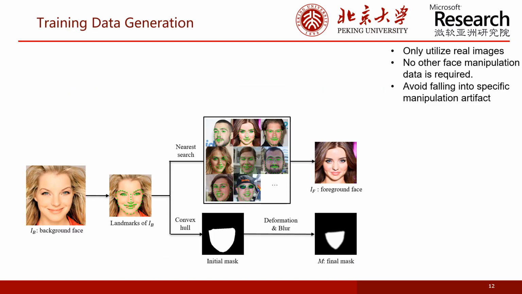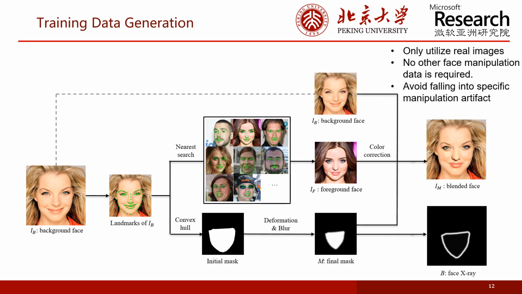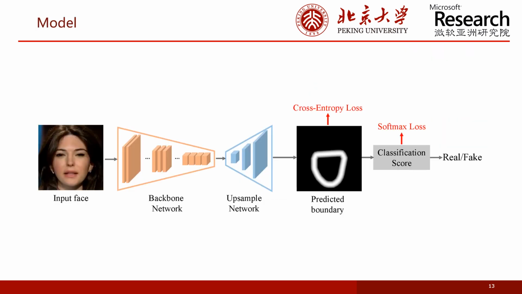One major contribution of this paper is how to generate training data. Here, we propose a training data generation pipeline which only utilizes real faces. We first detect the landmarks of a background face and use them to search for a foreground face which has the most similar pose and expression. We then get an initial mask from landmarks, and by conducting deformation and blur, we get the final mask. After that, we follow the equation on the previous page to get our training data. Here, we simply use an FCN to predict the face X-ray and sum it together to get the final classification score.